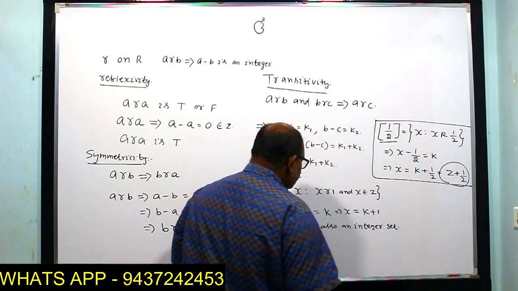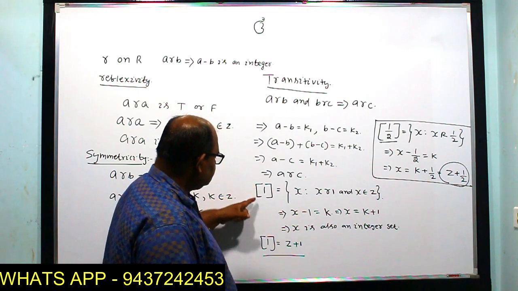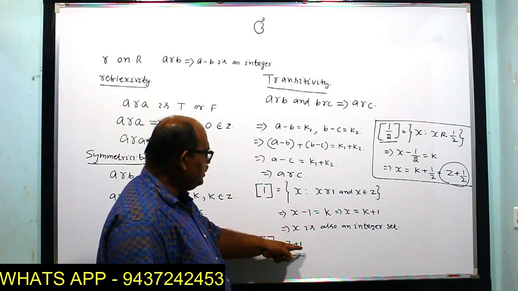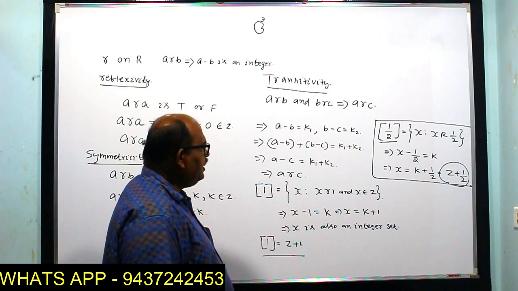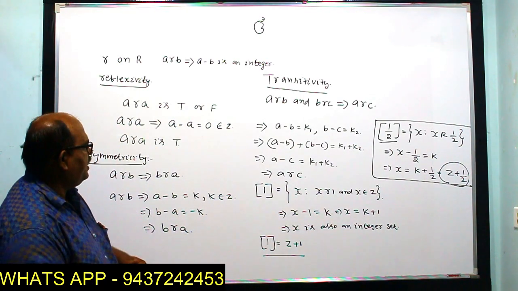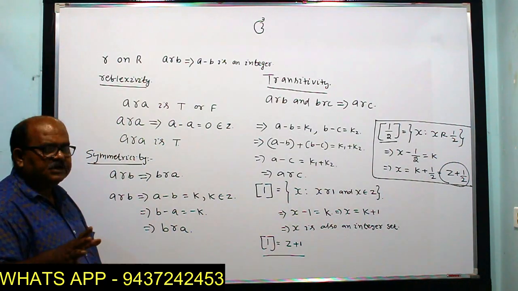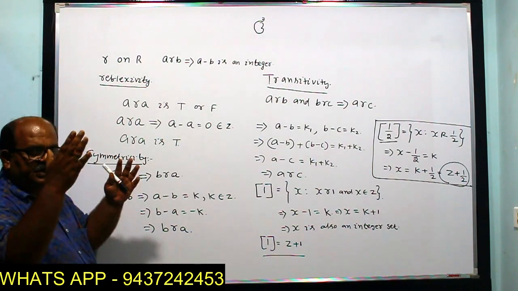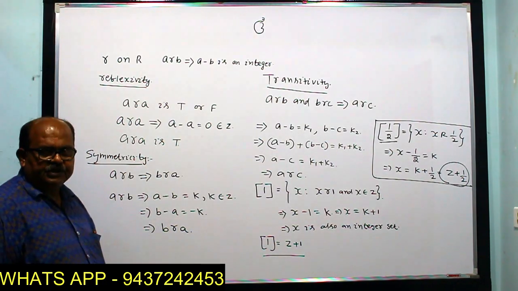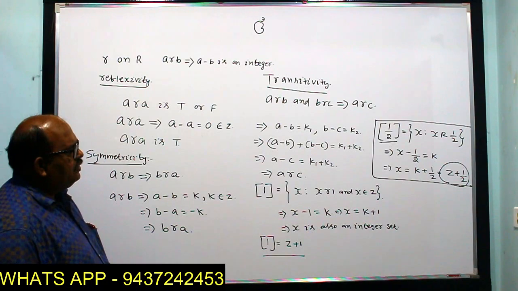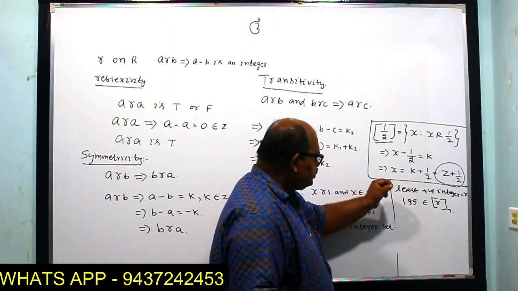In place of Z, any integer can be put, and the equivalence class of 1 is Z plus 1. This is a question from the Elements book. Okay. Now, look at the question, students.